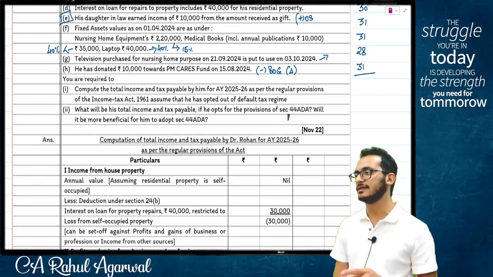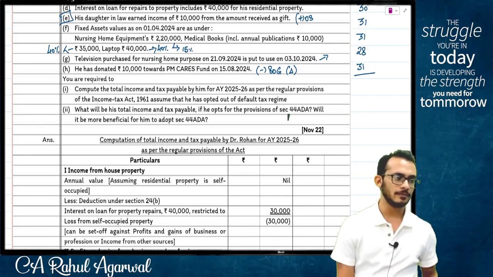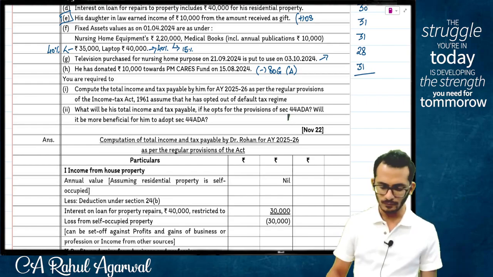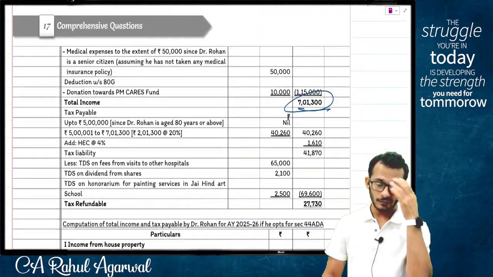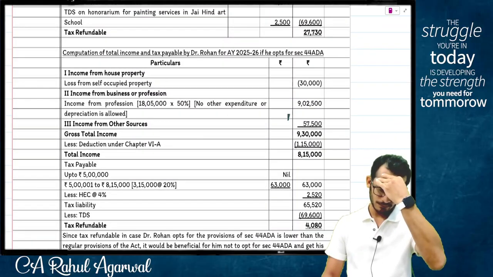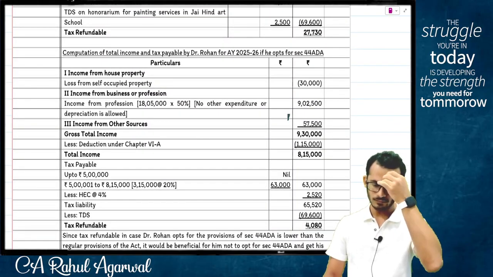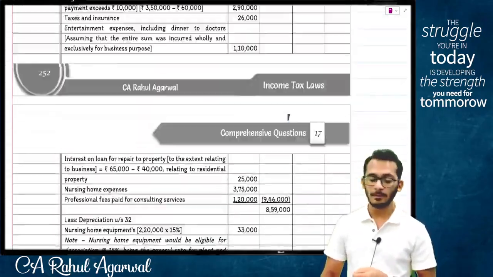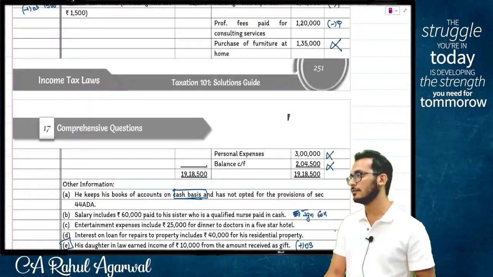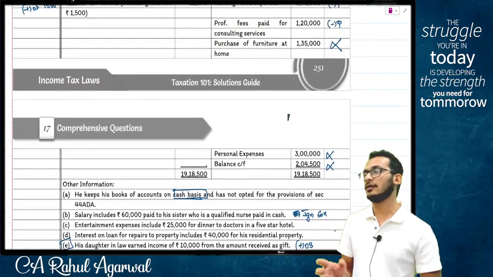Yes, next one comes and says, if Dr. Rohan opts for presumptive. Now, people, presumptive says it is 50% of your turnover. Now, you need to look at your items and tell me what and all is your turnover.